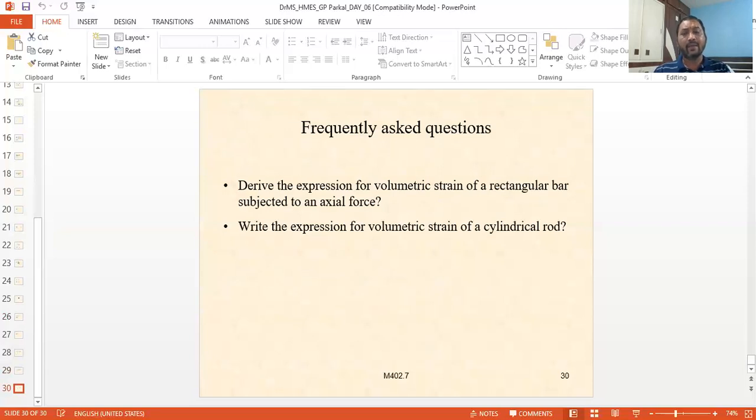And these are the frequently asked questions. Derive the expression for volumetric strain of a rectangular bar which is subjected to an axial force. And next one, provide the expression for volumetric strain of a cylindrical rod. So this is our today's lesson.